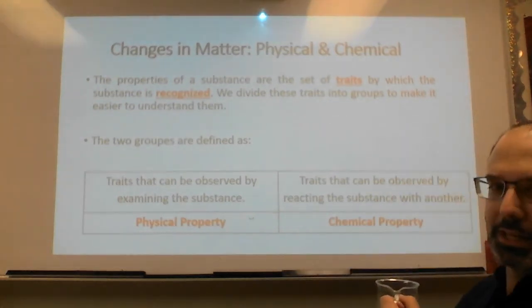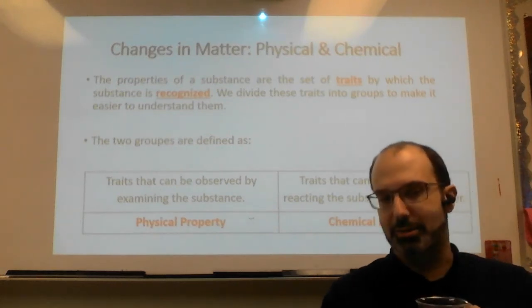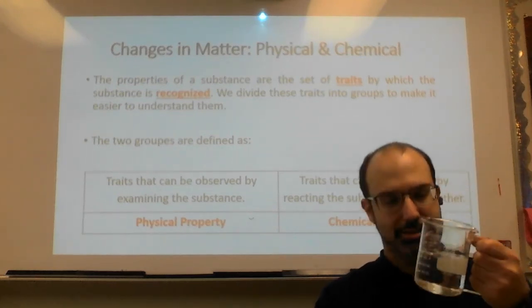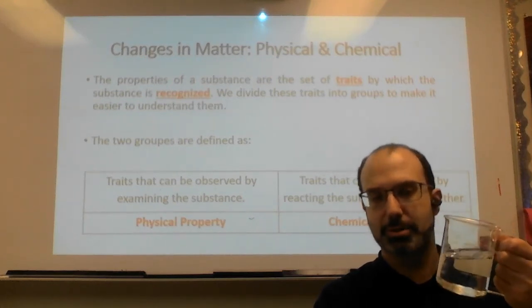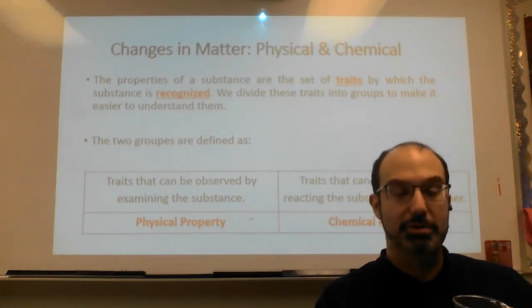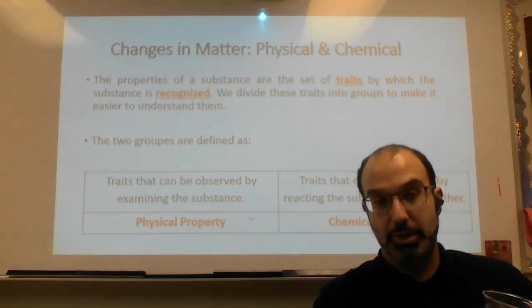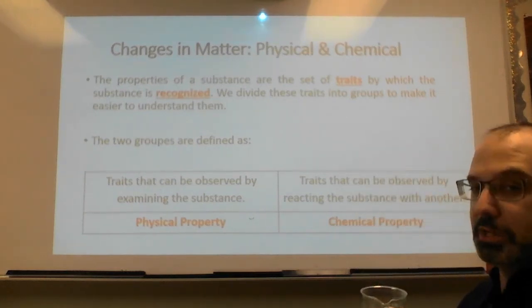Chemical properties are a little less clear, though. In order for us to get chemical properties, we have to observe them by reacting the substance with something. So I can't tell about the chemical properties of this without doing some chemistry to it. I have to combine it with some chemicals and see what happens. So that's a little different than a physical property. A physical property you can observe just by looking at it or touching it or smelling it or tasting it, something like that. Not so much with the chemical properties.